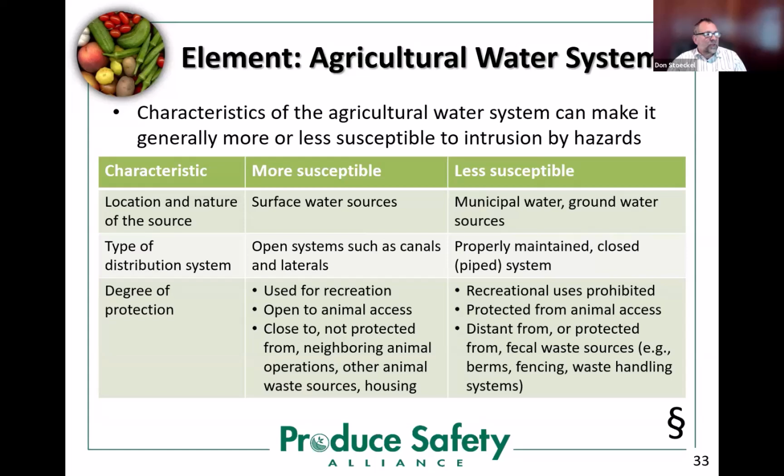The nature of the water source: surface waters are more susceptible. City water, municipal water, drinking water, groundwater, less susceptible. The type of system: if it's an open system like a canal, the distribution system is going to be more vulnerable than a properly maintained closed piped system distributing the water throughout the farm. The degree of protection: are animals and humans in the water, or are they prohibited from being in the water? You can walk through some of the concepts, some of the guardrails, some of the factors that would help a grower evaluate whether they actually do have conditions that could cause contamination to get into the water or be transported into the water.